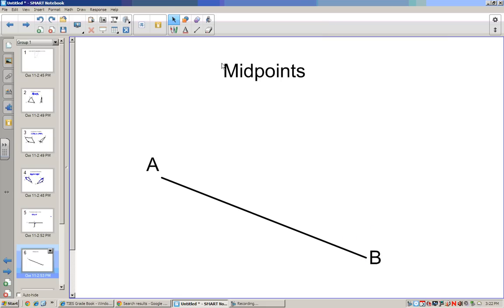Now if I wanted to mark the midpoint, I would put a point in the middle, let's call that M, and then we would show that this segment will be congruent to that segment. And now we know for sure that M is the midpoint of AB.